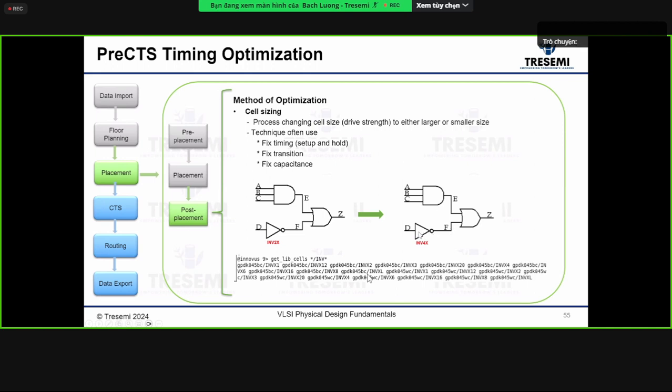You are basically swapping the smaller cell for a bigger cell of the same footprint. What I mean by footprint is inverter to inverter is the same footprint, and buffer to buffer is the same footprint. So basically it's just changing the size depending on the targets. You can use it to fix setup and hold timing, fix transition, and fix caps by changing the cells.